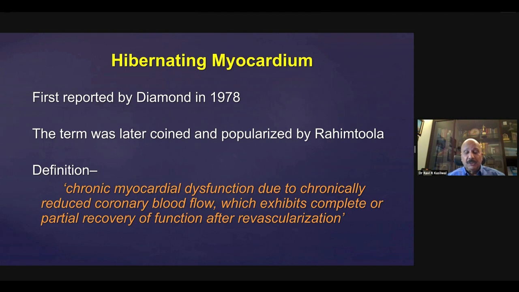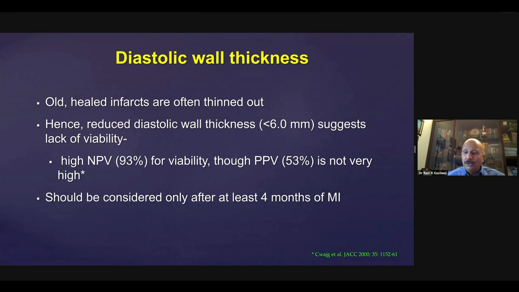So chronic myocardial dysfunction, and can you find out that chronic myocardial dysfunction with the use of echocardiography? Yes, we can do that with the use of dobutamine echo. But first, as we said on the first slide, diastolic wall thickness, akinetic, old healed infarcts are often thinned out. Those are scars. But if there is reduced diastolic wall thickness, less than 6, but they maintain their thickness up to 6 millimeters, then they have a high positive value for viability, though the negative predictive value is very less. But if you see a person who is developing new wall motion abnormalities and also has in other segments reduced diastolic wall thickness, then you know that we are dealing with multivessel disease for this coronary disease patient.